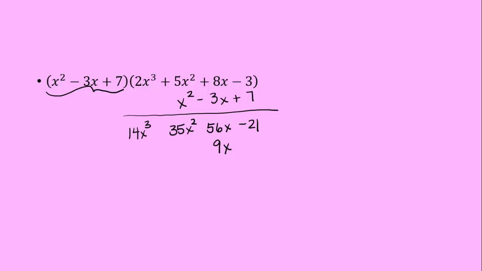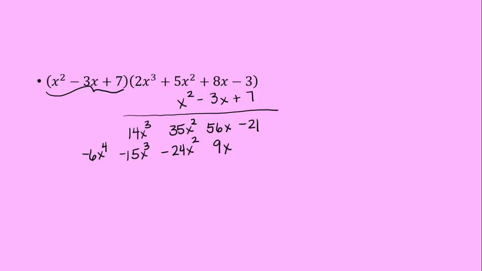-3x times 8x is -24x squared. -3x times 5x squared is -15x to the 3rd power. And finally, -3x times 2x to the 3rd is going to give me 6x to the 4th power. Now I have another term, so I'm going to make another row.